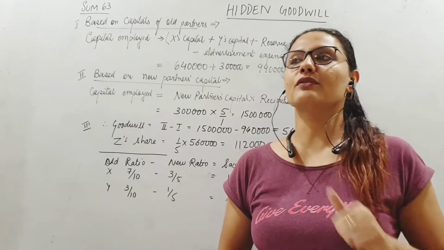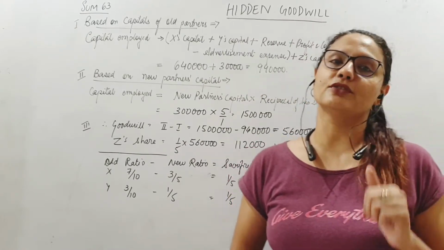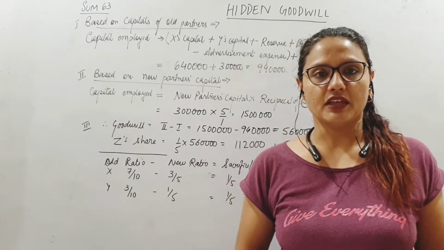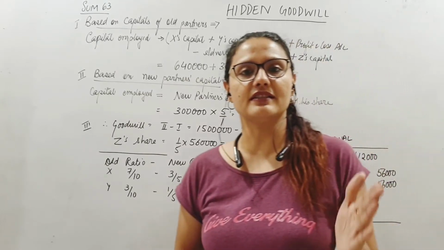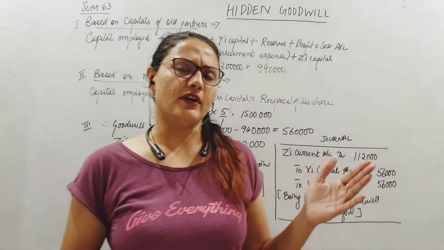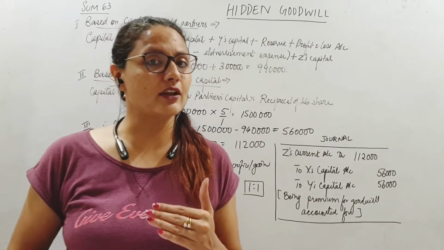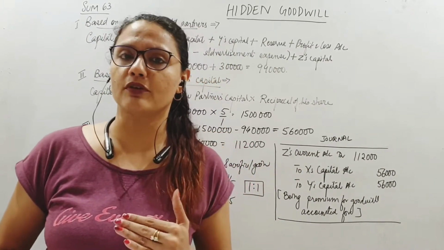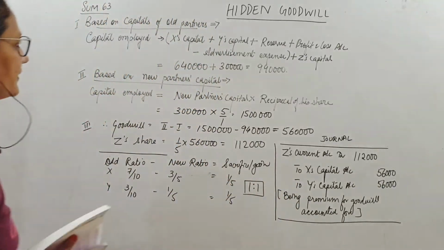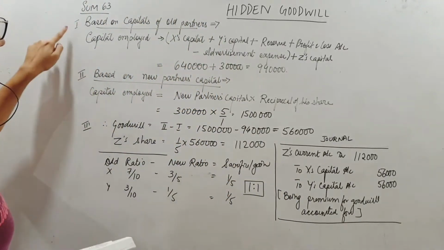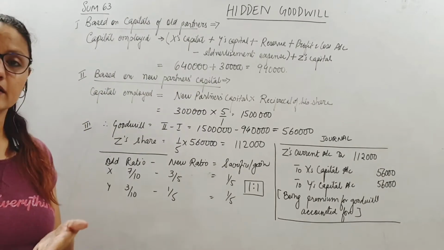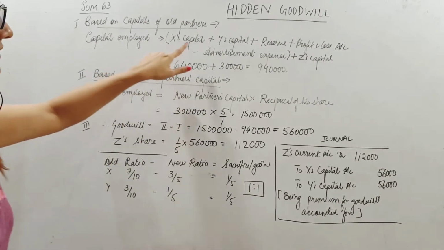And that other way out is based on the capitals of the partners. One, based on the actual capital employed in the business after Z's admission. And what is the capital employed based on Z's share of capital and Z's share of profit? There are two ways to calculate capital employed here, and that's exactly what we have done here. Based on capitals of old partners. How much is the capital of the old partners? It's been given. X's capital, Y's capital.